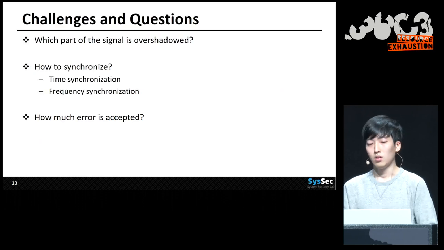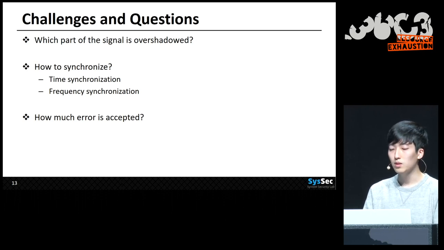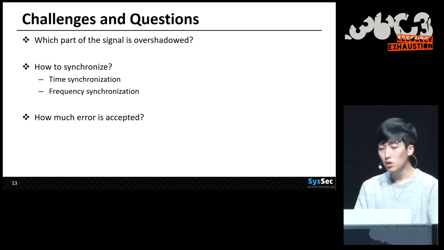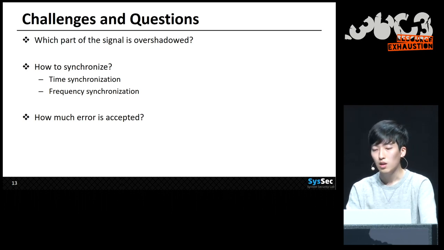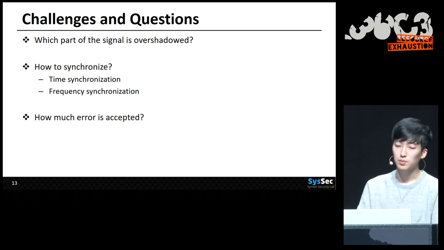So first, there are some challenges and questions for the SigOver attack. First, we should consider which part of the signal we overwrite. If too many signals are overwritten, the UE will not receive normal signals, causing only effects such as jamming. On the contrary, if too few signals are covered, the difficulty of the attack increases and the UE may not be able to decode properly.